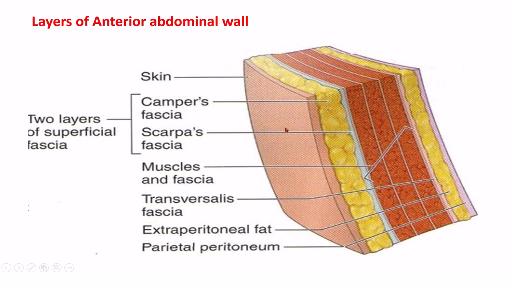So here you can see the layers of the anterior abdominal wall. You can see this is the skin, this is the Camper's fascia, which is fatty. Then this is Scarpa's fascia, which is membranous. Here you can see the external oblique, internal oblique, transverse abdominis, fascia transversalis, extraperitoneal connective tissue, and peritoneum, parietal peritoneum especially.